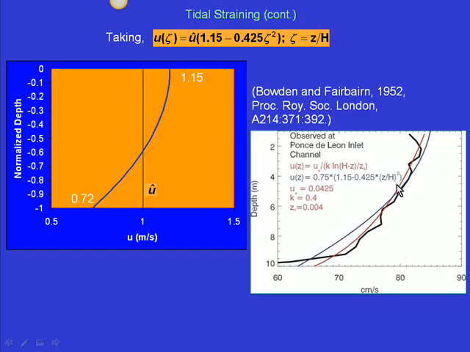It's the black profile, so that's the tidal current you see here in centimeters per second. And if you use this Bowden and Fairbairn profile, that's given by the blue line. And then if you use the law of the wall, which is represented right here with these two parameters, U star of 0.04 meters per second and a length scale of 4 millimeters, then you get that red line.